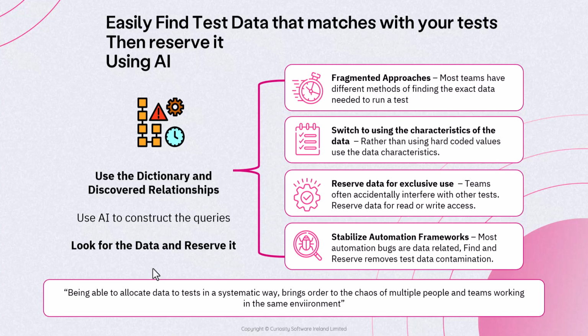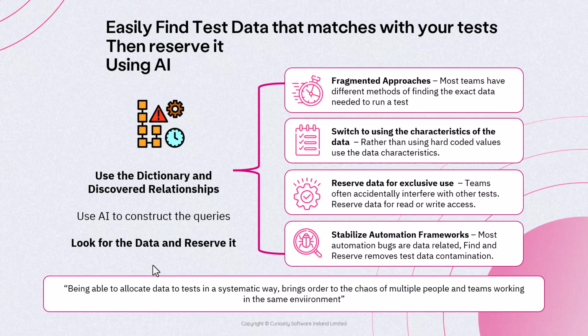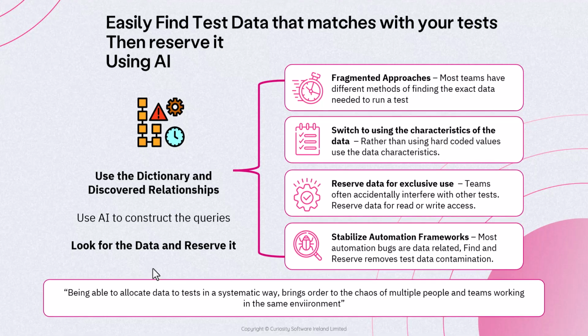Now, why would you want to do this? Firstly, fragmented approaches. Most teams use different methods of finding the exact data needed to run a test. And if they're using automation, they may well include some kind of SQL at the end to validate that expected and actual results match. So using this approach, we switch to using the characteristics of the data rather than hard-coded values. Once we've found the data, we can reserve it for exclusive use or for read-only use.